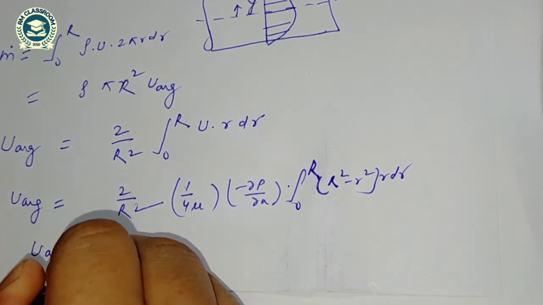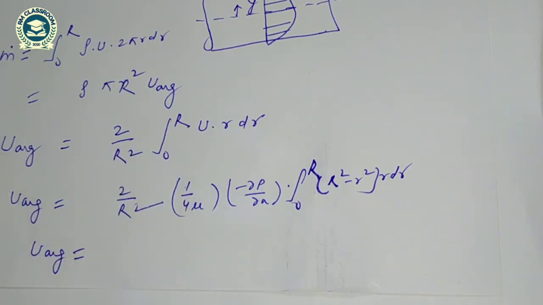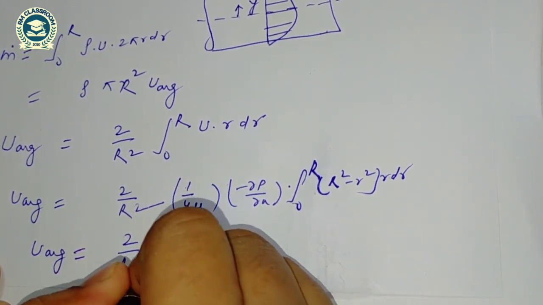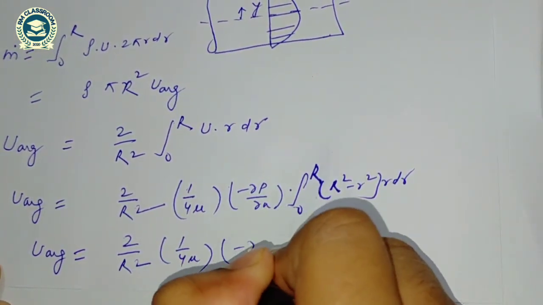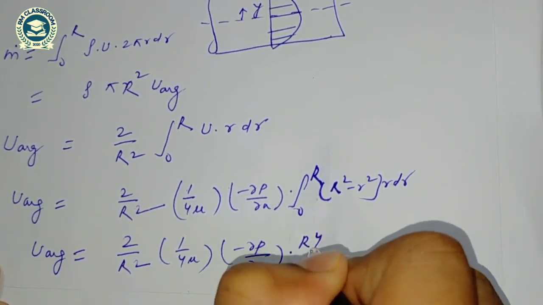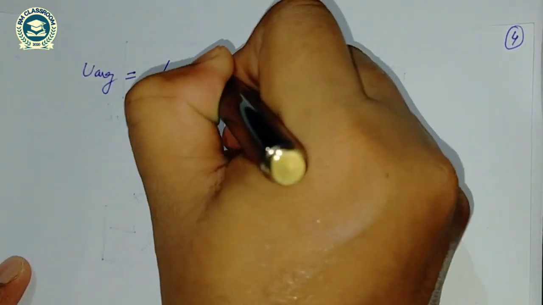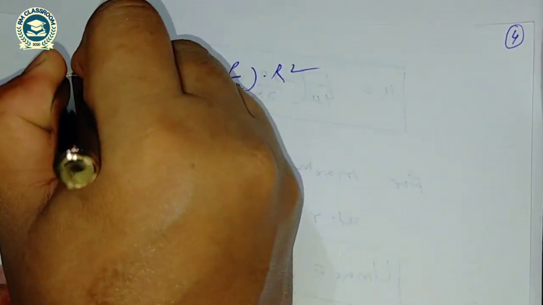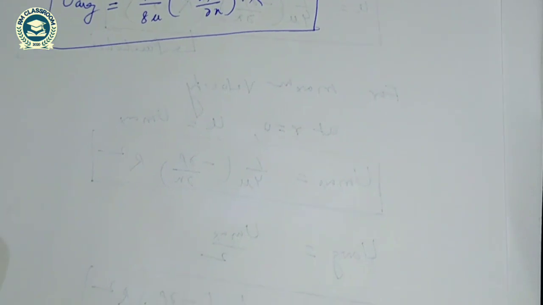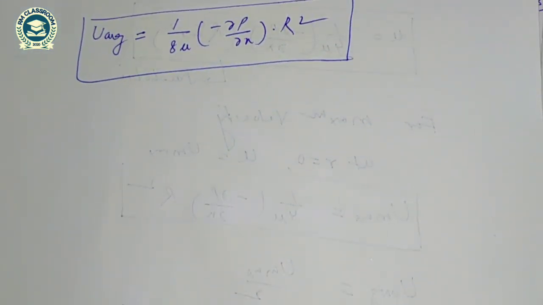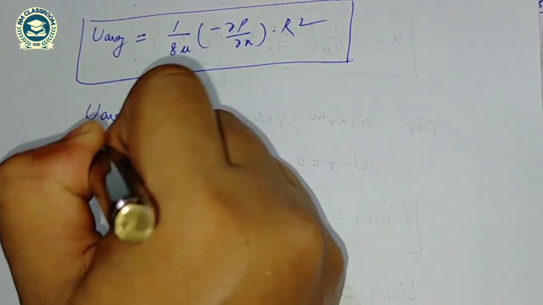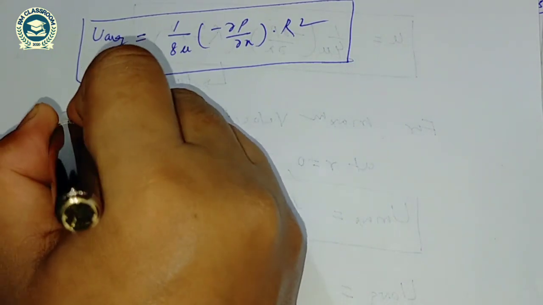So average velocity is coming 2 by R square into 1 by 4 mu minus del p by del x into R4 by 4. So the expression of average velocity is 1 by 8 mu minus del p by del x into R square. So this is the expression of average velocity. So we can write u average divided by u max is equal to 1 by 2.